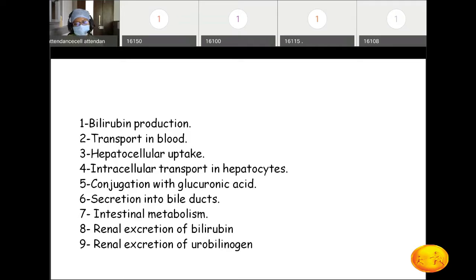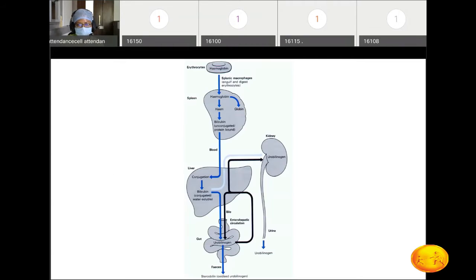There is conjugation with glucuronic acid. Then the bilirubin that is formed is secreted into the bile canaliculi, and through it into the bile duct. From here it goes into the duodenum, where it is metabolized in the intestines. There might be some enterohepatic circulation and renal excretion of bilirubin and urobilinogen. We'll see it again in a diagrammatic representation. Here we are seeing RBCs or erythrocytes. They are the major sources of your bilirubin. You also get other sources, like muscle myoglobin and cytochrome oxidase.